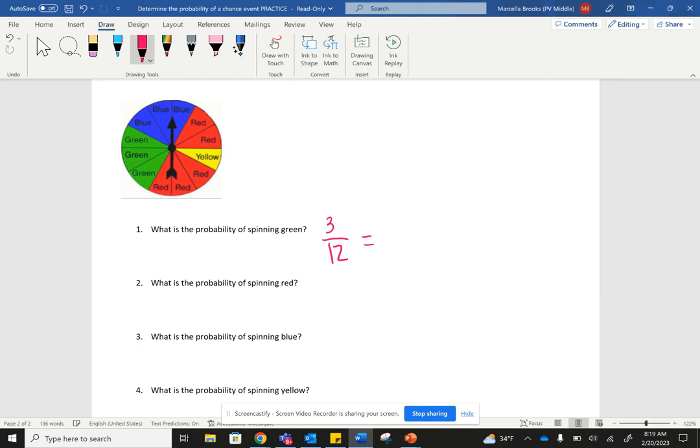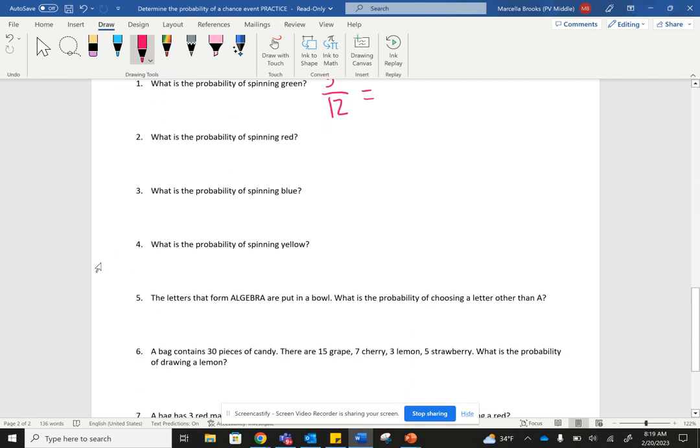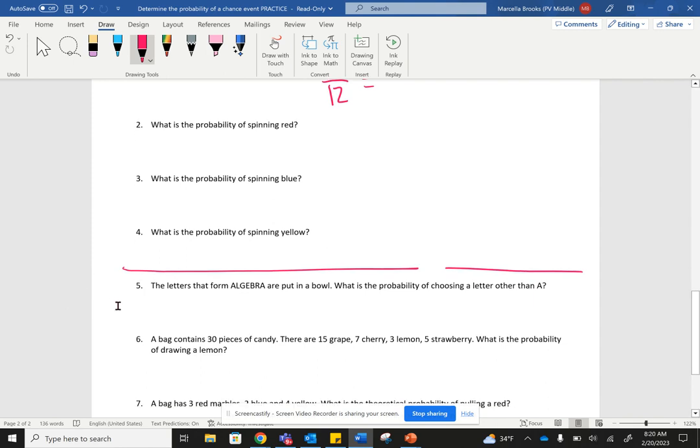And then number 2, what's the probability of spinning red? Do the same thing, but count up your reds. Your number of reds is going to be on top, and then you simplify that. Number 3, what is the probability of spinning blue? Number 4, what is the probability of spinning yellow? I'm going to draw a line here because we're not talking about the spinner anymore.